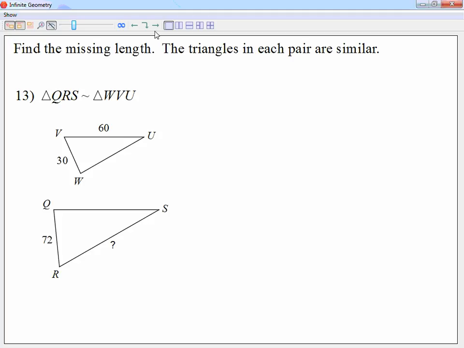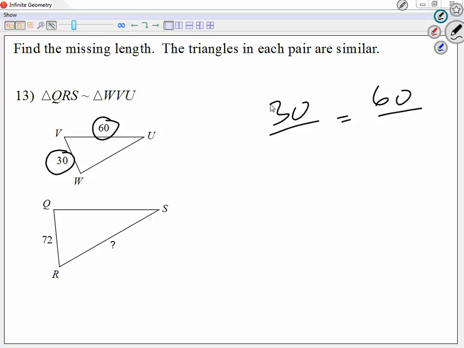We're going to compare. The only thing here, though, my figures could be flipped. So don't think that WU goes straightly to RX. I said the figures could be flipped. But I'm going to use, let's say here, on my small figure, the numbers 30 and 60. And I can tell 30 is smaller, so I'm going to go 30 and then 60. On my other triangle, I'm going to use the numbers 72 and x. Which one is smaller? 72. So I'm going to say 72 and x.